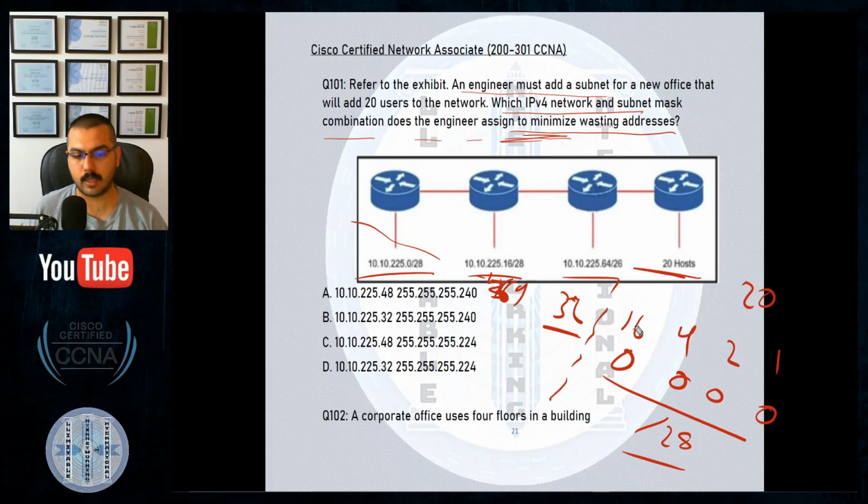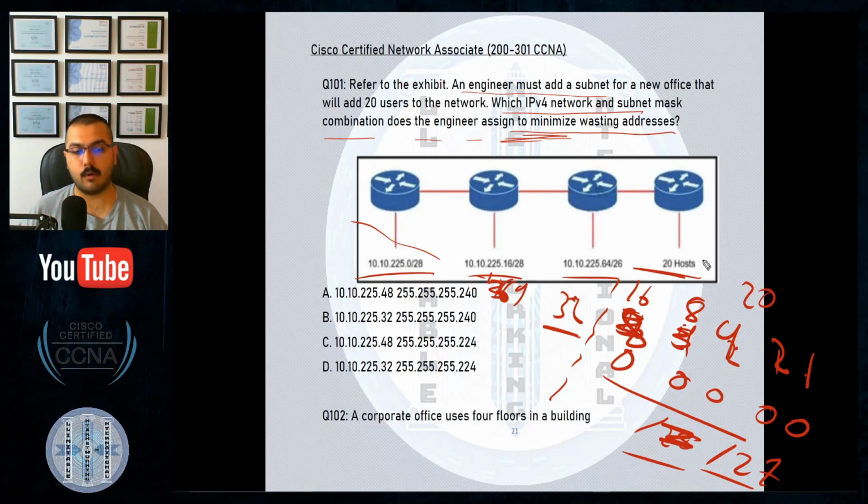1, 2, 4, 8, 16. What are you doing? 16, 8, 4, 2, 1. 1, 2, 3, 4, 5 zeros. We would need a /27 subnet mask for those guys.